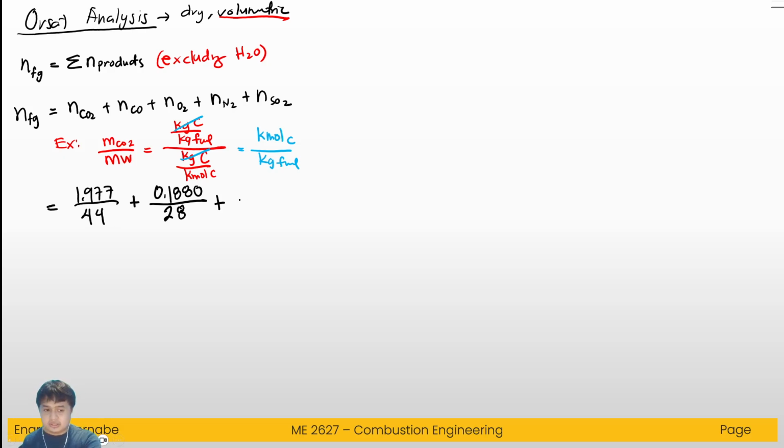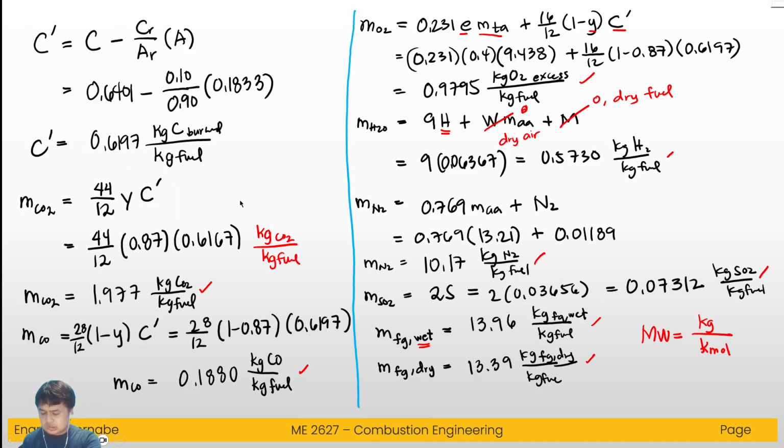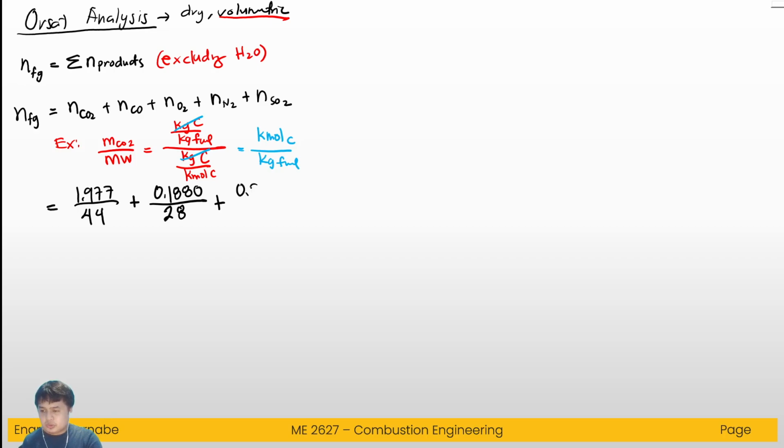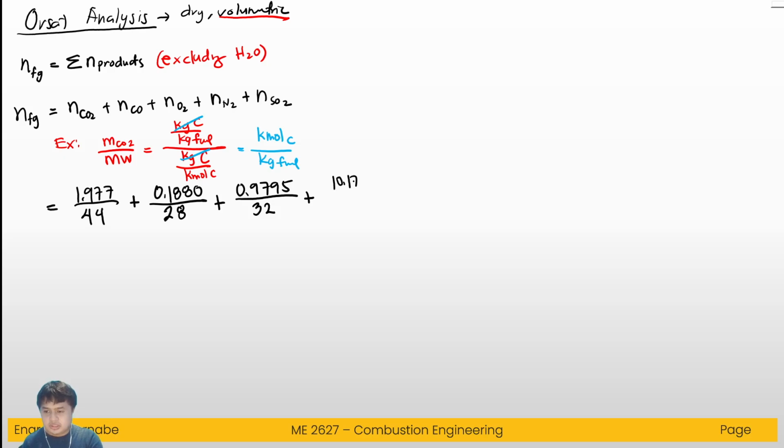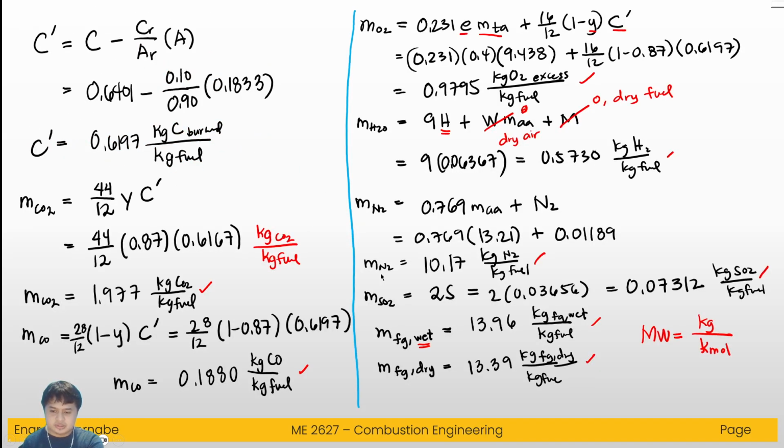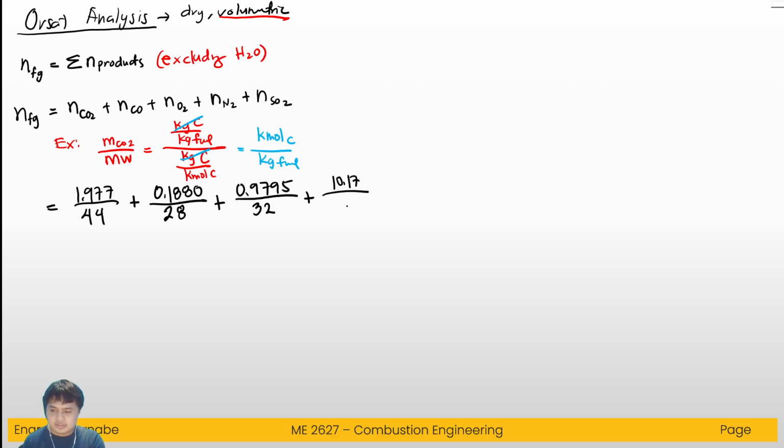And then for oxygen, you have 0.9795 divided by the molecular weight of oxygen. Is that 32 or 16? This should be 32. Plus you have the nitrogen. The nitrogen here is the largest, no? It should be 10.17. So the nitrogen occupies a lot of space because of the composition of air, largely nitrogen. So nitrogen is also 28, 14 times 2, di ba?